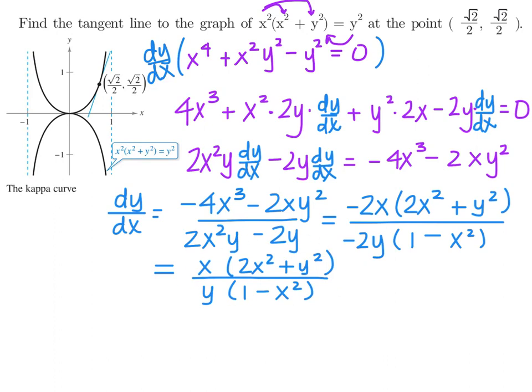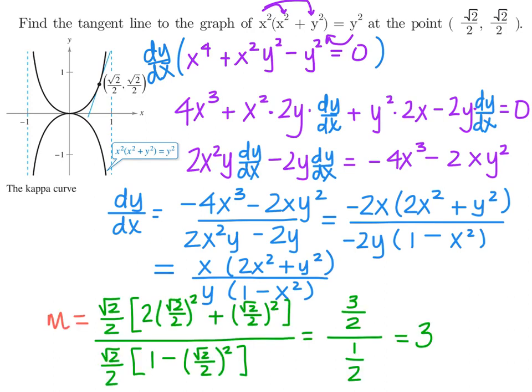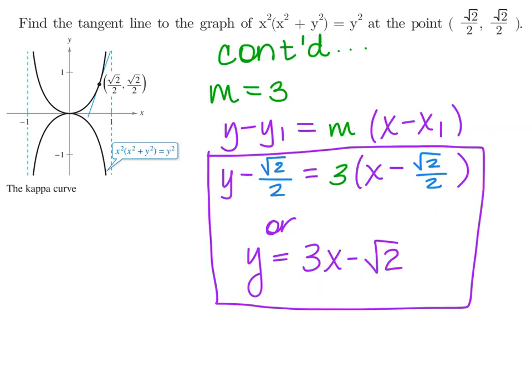And now all I need to do is plug in rad 2 over 2 for x and rad 2 over 2 for y and see what my slope of this tangent line is. So once I plug that into this form, I end up with 3 as the slope of the tangent line, but remember we need to actually find the equation for the tangent line, so I'm going to use that and plug it in and see what that is going to be.